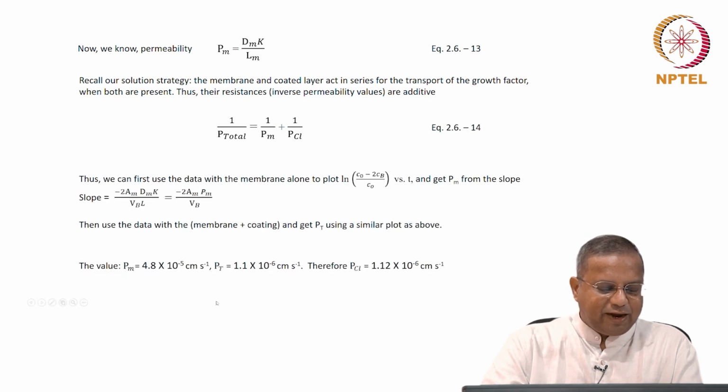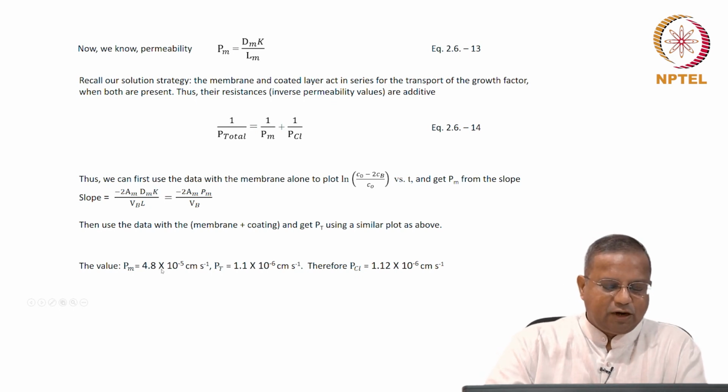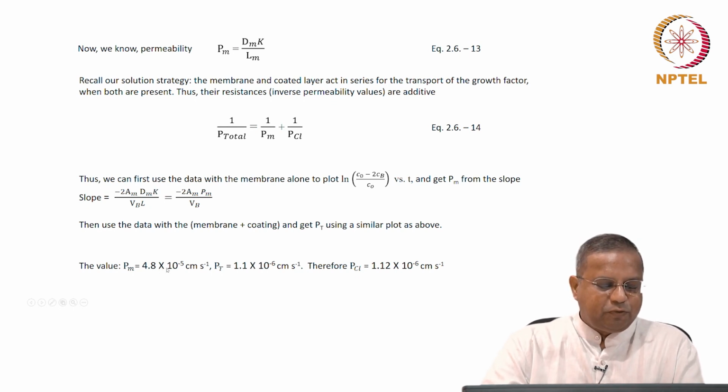Okay, hopefully you did that. You could check your values. The permeability of the membrane, hopefully around this should be fine. There would be slight variation in your graphs and so on. That doesn't matter. 4.8 into 10 power minus 5 centimeter per second. The total permeability is 1.1 into 10 power minus 6 centimeter per second. And therefore, the permeability of the coating layer is 1.12 into 10 power minus 6 centimeter per second.